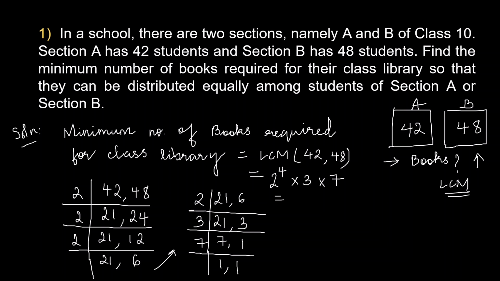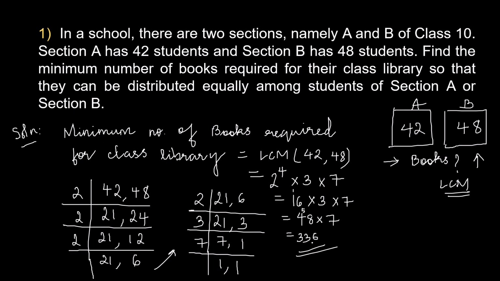So this is going to be 2 raised to 4, which is 2 cube is 8, and 8 2s are 16, into 3 into 7. So this is going to be 3 6s are 18, carry 1, 3 1s are 3, and 4 into 7. So 7 8s are 56, 7 4s are 28, 29, 30, 31, 32, 33. So we found the answer. So 336 books are required for their library.